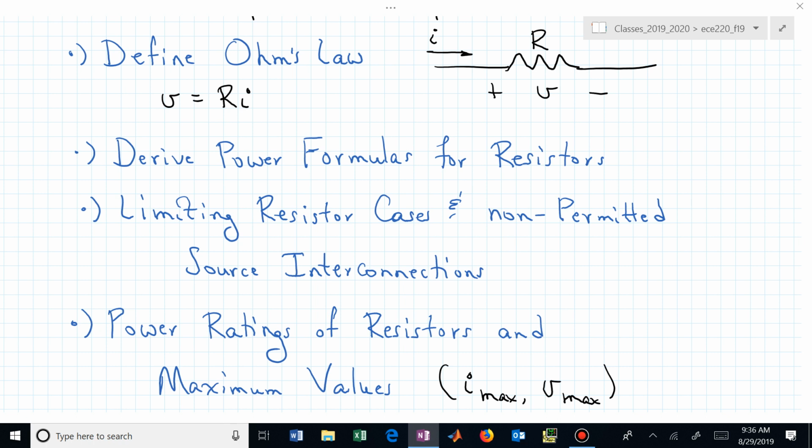Can we now describe the power absorbed or consumed by that resistor in terms of the resistor value and the current, or the resistor value and the voltage? We'll have two formulas.